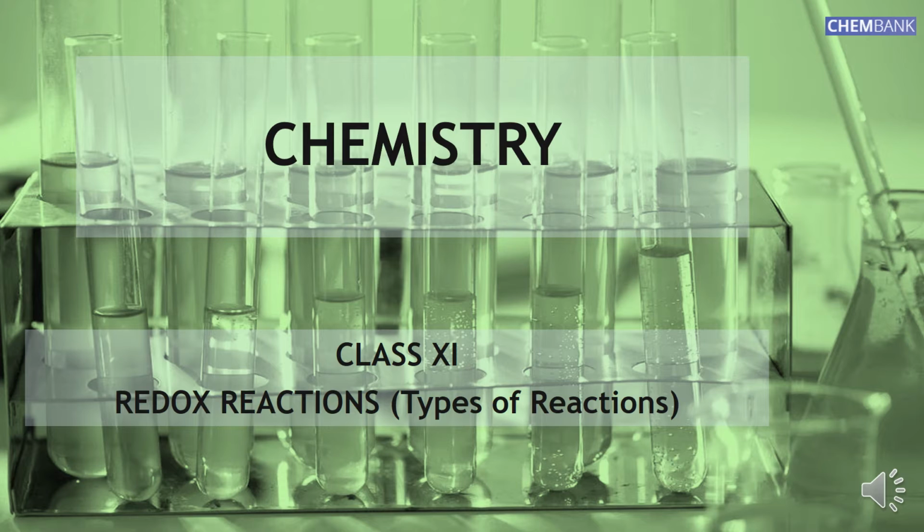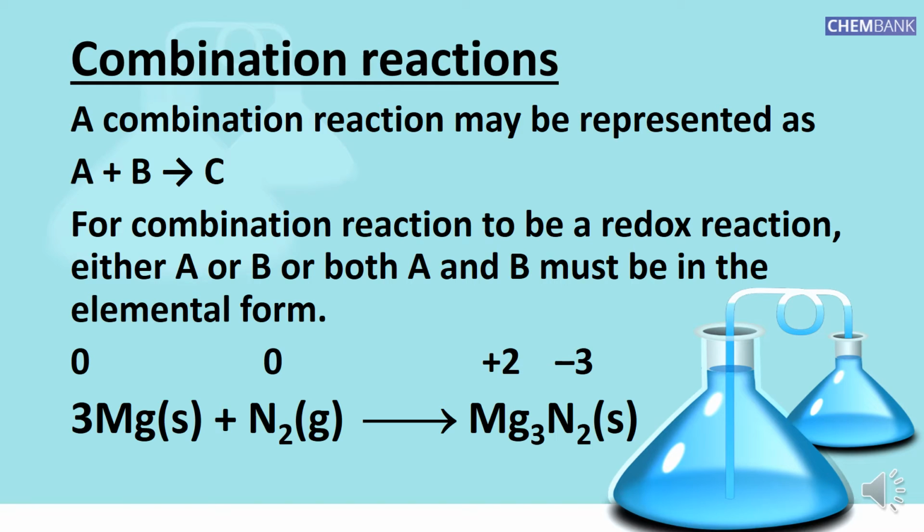Dear students, let us study about the various types of redox reactions. Combination reactions. A combination reaction may be represented as A plus B gives C. Now, for a combination reaction to be a redox reaction, either A or B or both A and B should be in the elemental form.